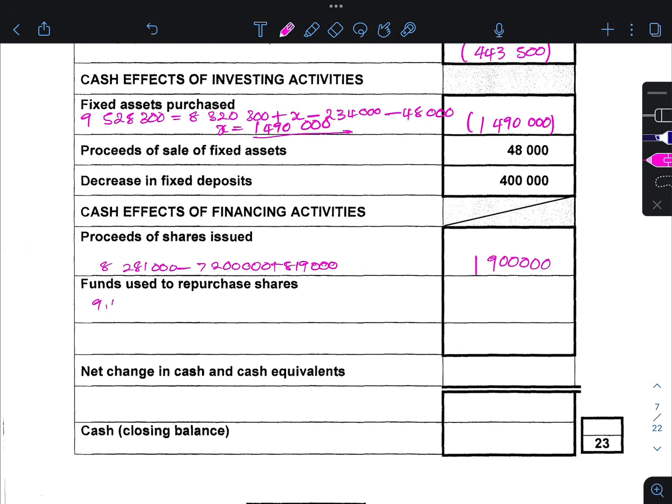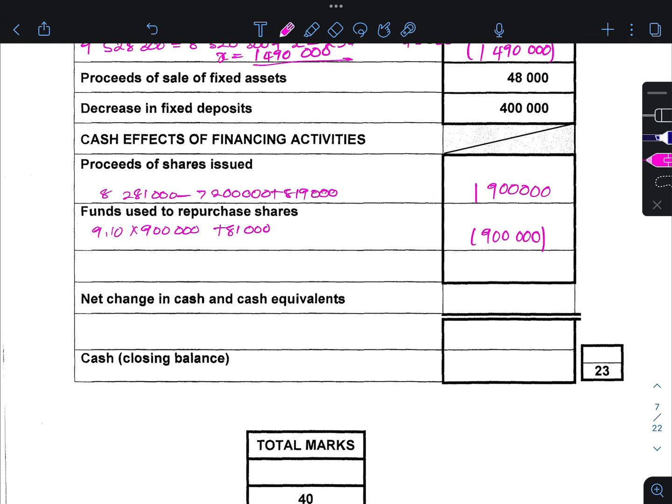It's 910 cents times 90,000 shares plus what we paid over and above the average share price, which is 81,000. So we're just going to add these two amounts, and let's see if that is really correct. 910 cents times 90,000 plus 81,000, and that should give you an outflow of 900,000.